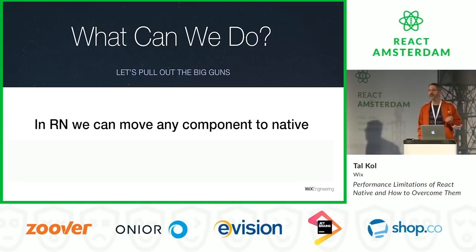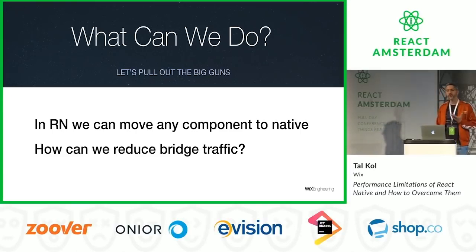And React Native is actually very flexible for this task. The architecture of React Native allows us to take any component that we want and port it to native. We can switch anywhere. This is because a JavaScript component can contain a native component, and a native component can contain a JavaScript component. So you're free to design your tree as you like and port components from one side to another. So how can we reduce bridge traffic using this flexibility?